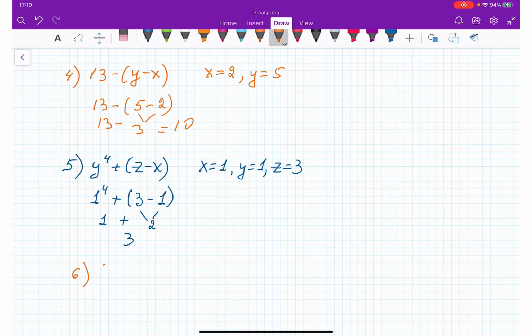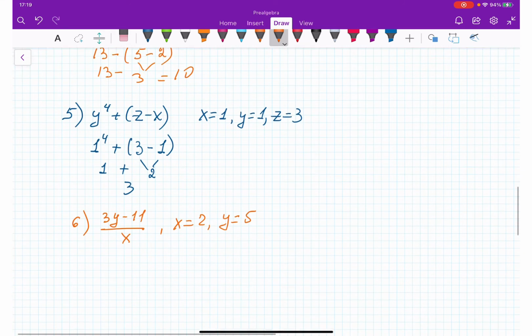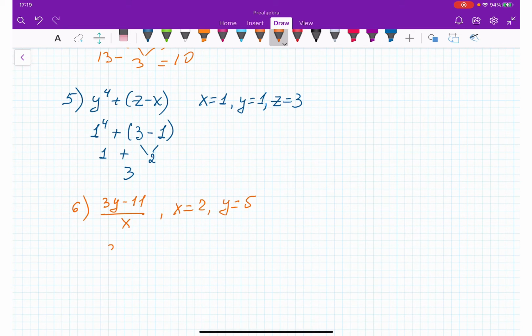We have 3y minus 11 over x, where x is equal to 2, y is equal to 5. Okay, let's plug. 3 times y is 5 and minus 11 divided by x, meaning divided by 2.